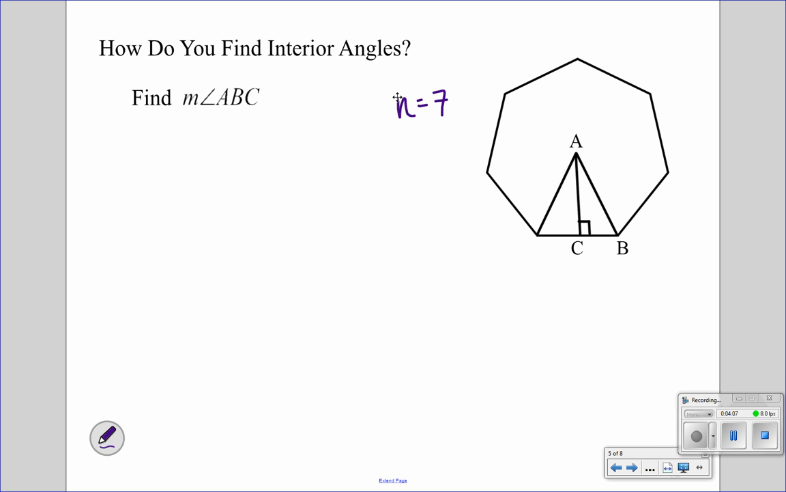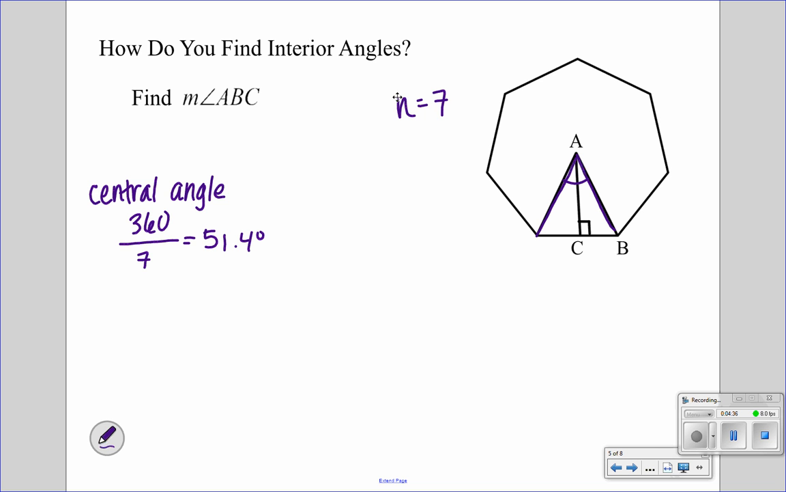So we're going to hold off on finding the measure of ABC. The first thing we're going to do is find the measure of this central angle. This central angle right here. So to find a central angle, we're going to do 360 divided by the number of sides, which gives us 51.4 degrees.